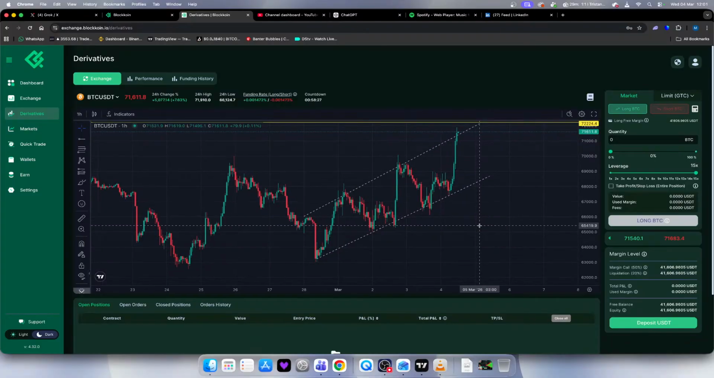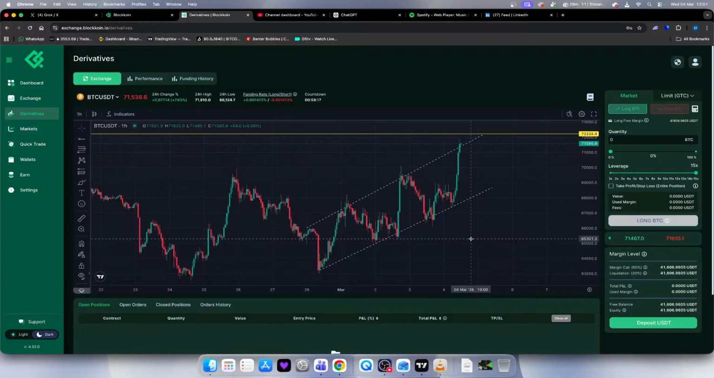So starting off with step number 1, what is liquidity? Liquidity is where large clusters of stop losses sit in the market. So it will sit in one of two places, either above resistance, where stop losses from short traders sit, or below support, where stop losses from long traders sit.